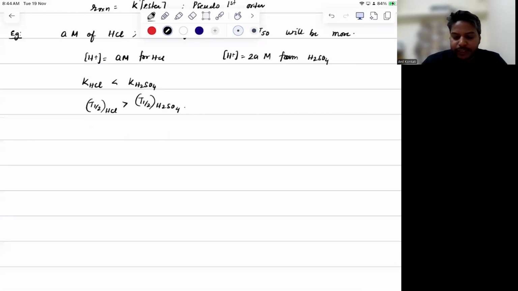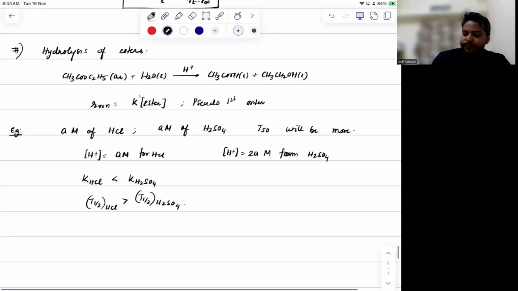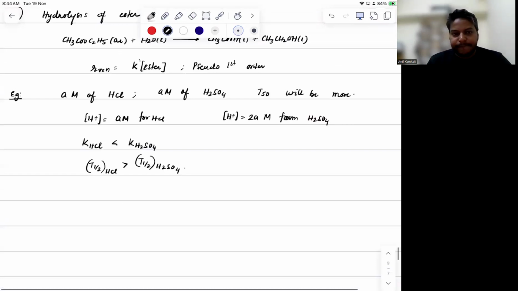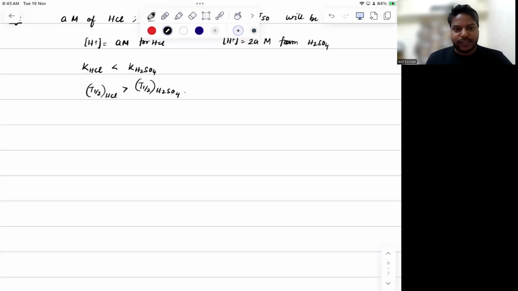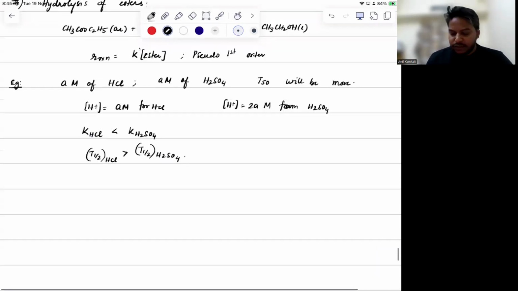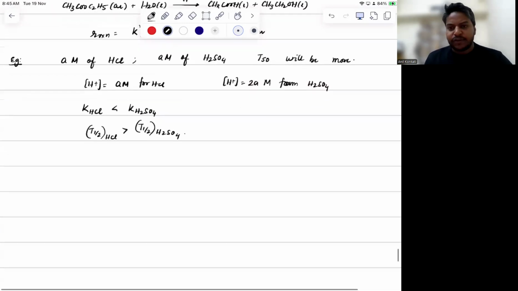So remember that. Based on this, the questions can be framed. This question has been asked two, three times, twice in mains and once in advance. So learn it. Just based on concentration only, you can figure out the ratio of the rate constants, how the time is changing, how the half-life is changing and all.